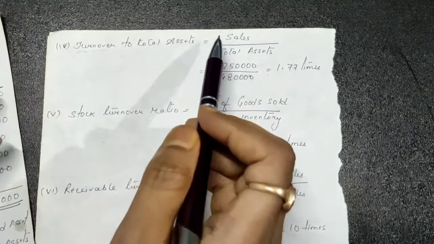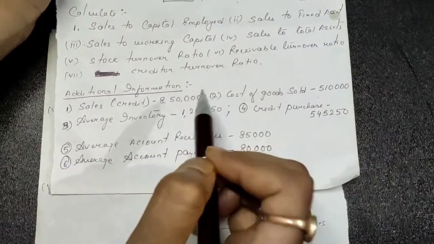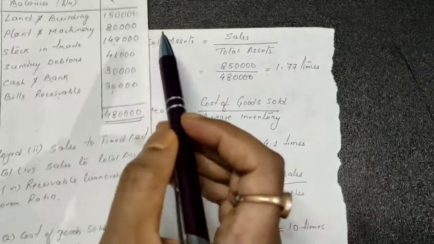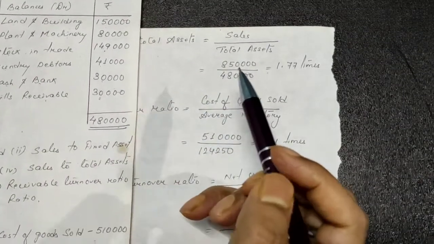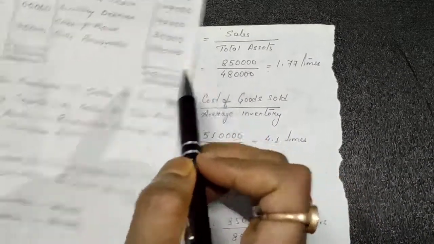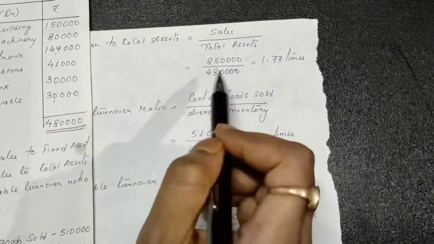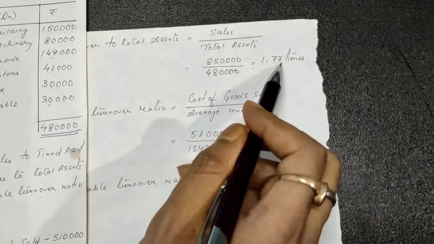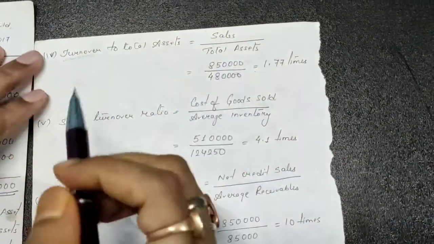So sales value we know, 8,50,000, isn't it? It's given clearly in the question, 8,50,000. And then what is given here next? Total asset. We don't need to solve total asset because the total of the assets is given here, 4,80,000. So we are going to use the amount from there. So I wrote here sales amount 8,50,000 from the question, and the total asset amount is 4,80,000. So if you divide these two, I'm going to get what? 1.77 times.